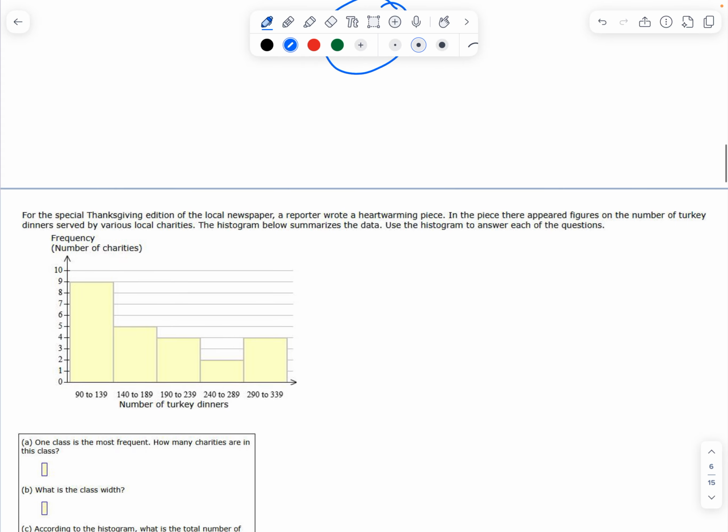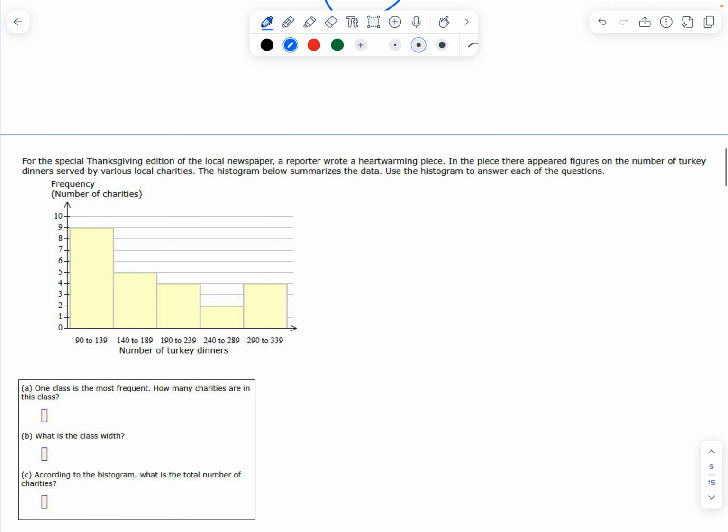We're in week 6 and we're going to look at number 12. For the special Thanksgiving edition of the local newspaper, a reporter wrote a heartwarming piece. In this piece, there appeared figures on the number of turkey dinners served by various local charities. The histogram below summarizes the data. Use the histogram to answer each of the questions.